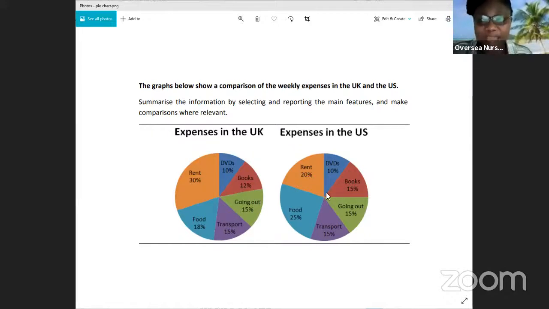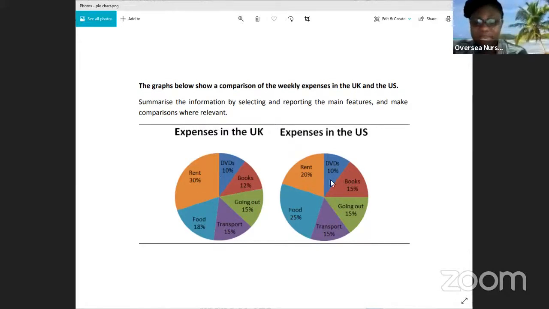The most logical thing to do, like I said, is for you to make a choice as to what variables you're writing on first of all, but you must choose. So for me to give you a clue, you will select to write about the highest for each of them and the lowest for each of them, first of all. Then you can go on to write about the ones that remain unchanged and the ones that changed. For instance, in this question that I have here, it says the graph below shows the comparison of the weekly expenses in the UK and in the US. Now, summarize the information by selecting and reporting the main features, and make comparisons where relevant.